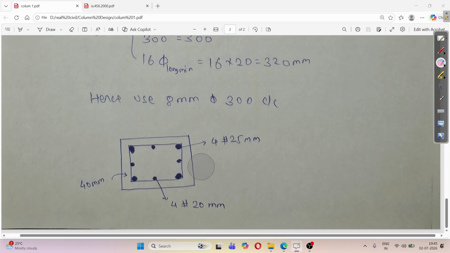In the second video, we will see that dimensions are also not given in the problem. We have to assume the dimensions. We have to find the dimension as well as the area of steel. So let's see these things in our next video.